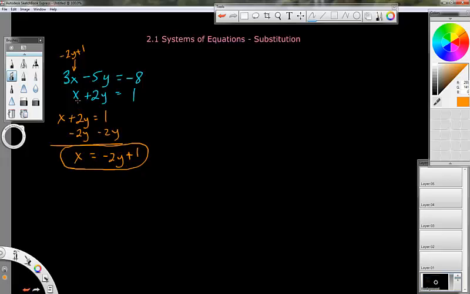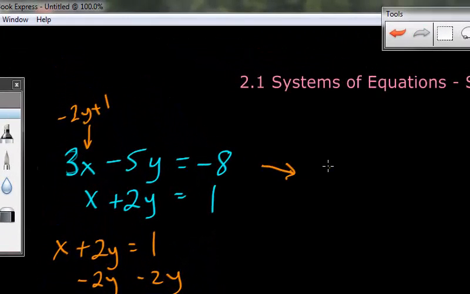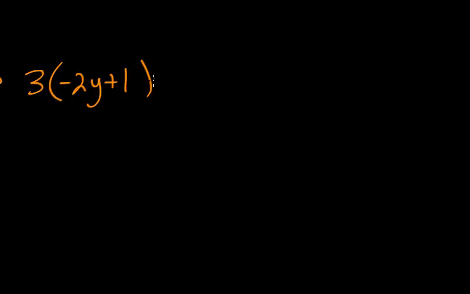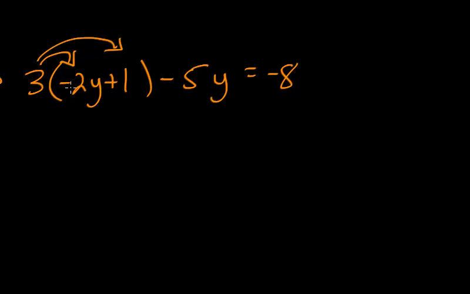Now what you don't want to do is put it back in the one that you solved for, because that's like a dog chasing its tail in a circle. You just get nowhere doing that. So we're going to plug it in here. So I'll come over here, and I'll say 3 times, and in that parenthesis, I'm going to put this right here. Negative 2y plus 1 minus 5y equals negative 8. And then we're going to super carefully distribute that through, that 3, and solve that. And we're going to pay close attention to everything here. So this is minus 6y plus 3 minus 5y equals negative 8.